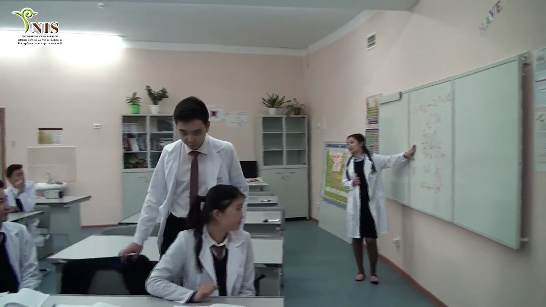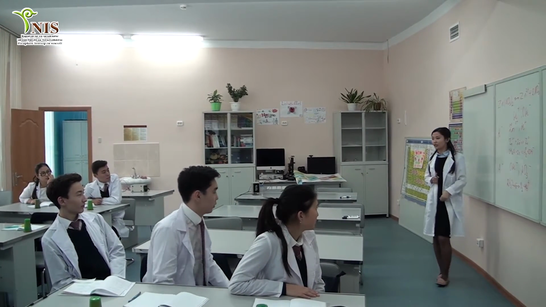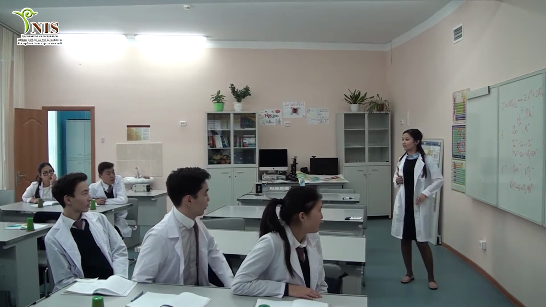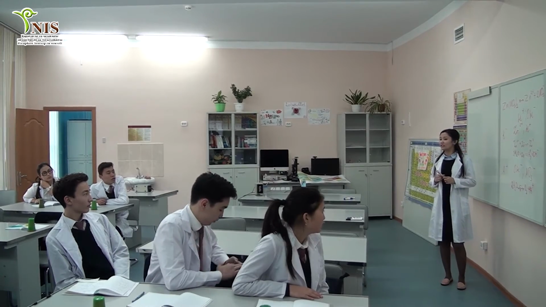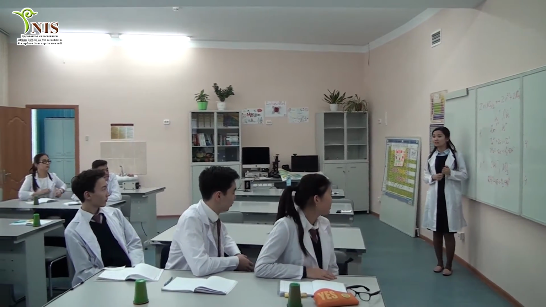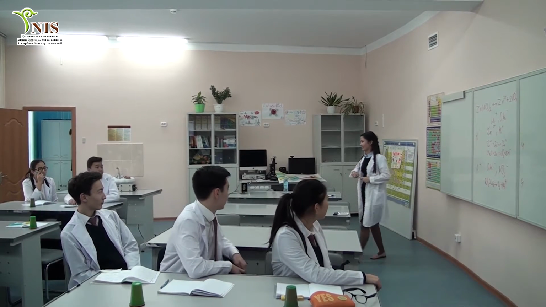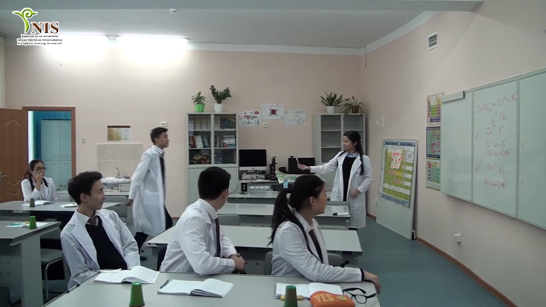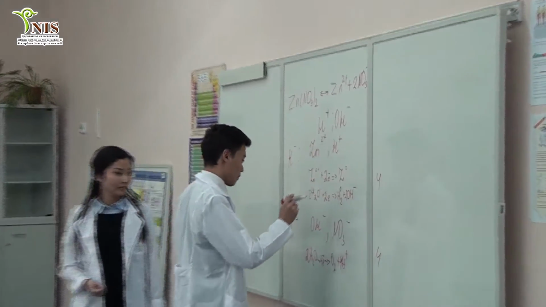How many reactions occur at the cathode? 2 reactions. And how many electrons are gained during these 2 reactions? 4 electrons. And at the anode, how many electrons are there? Also 4 electrons. Are the electrons balanced? Yes. Okay. Now, please write for me the ionic equation. Okay. Can you write it? You can write there.